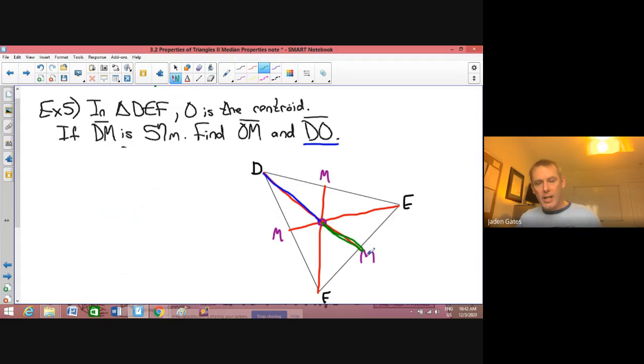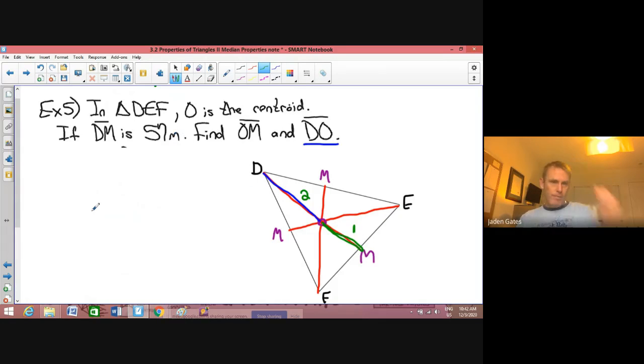This entire line has a length of 57. So the entire line, both the blue and the green line, has a length of 57. Now, I know because of that third property, if we go back, that the blue line is twice as big as the green line. So the blue line is two times bigger than the green line, which means that from D to M, we have three parts. Two are the blue line, one is the O to M line, the green line here.